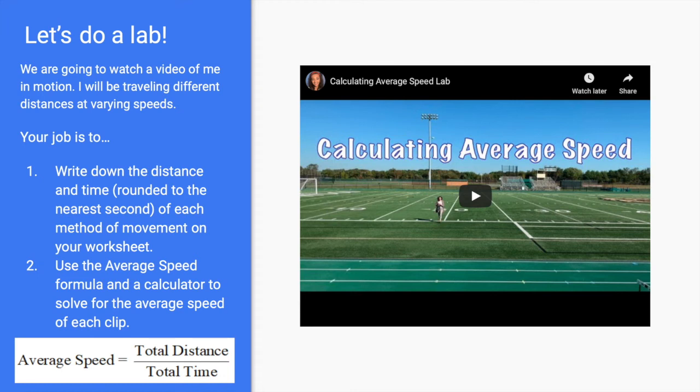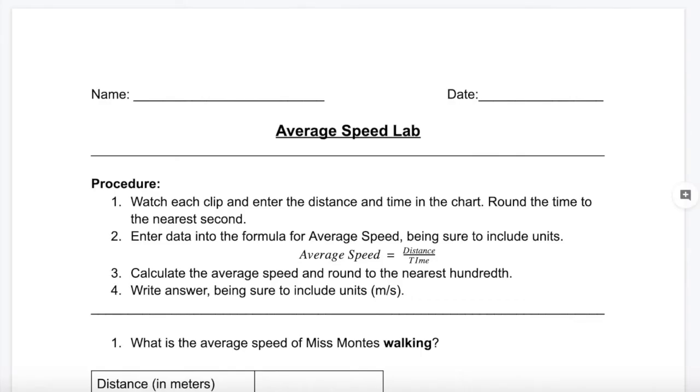So remember, if a number is above 5 after your decimal, you round up a second, and if it's below 5, you round down a second. For example, if a time is 14.6, you round up to 15, but if a time is 14.3, you round down to 14. And you're going to chart that on a little table I've set up on your worksheet, which I'll show you in a second. The other thing you have to do is use the formula for average speed, which is right here and on your worksheet, and a calculator to solve for the average speed of each clip. Let's take a look at what this worksheet looks like before I send you off to do it on your own. Alright, friends, here's what your worksheet looks like.